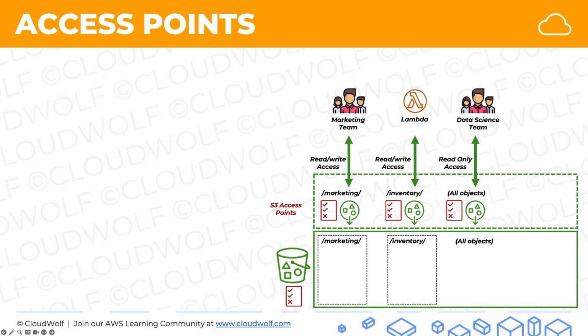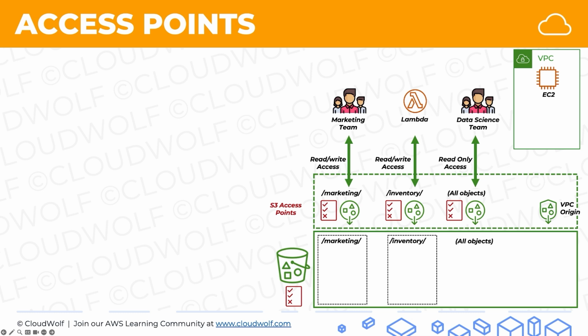And another thing you can do is take it to the next level. You can also create an S3 access point with a VPC origin specified. And what does that do? Well, that means that this access point can only be accessed by something in that specific VPC.